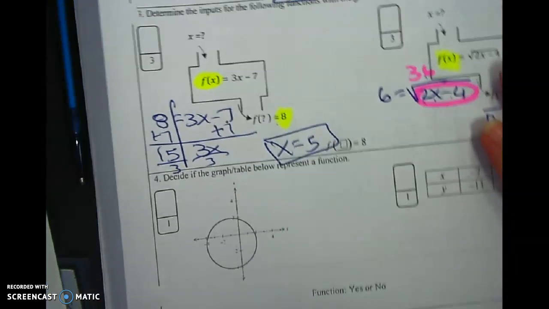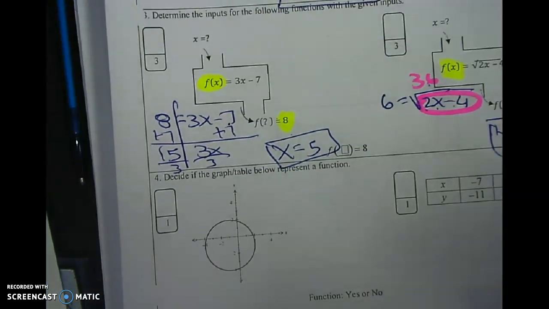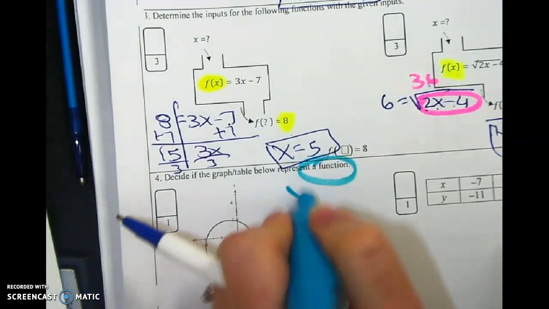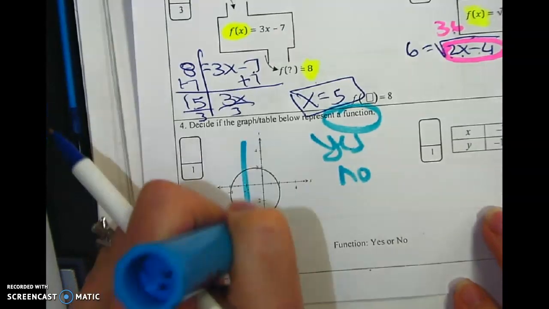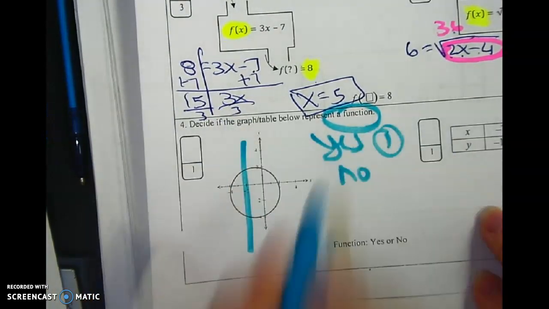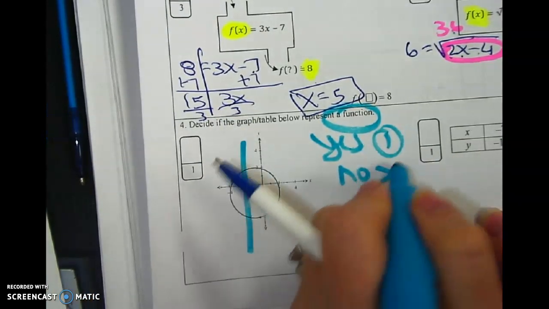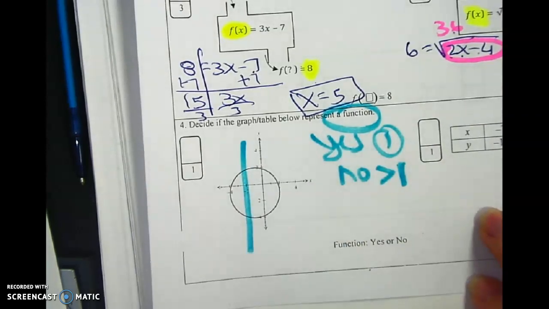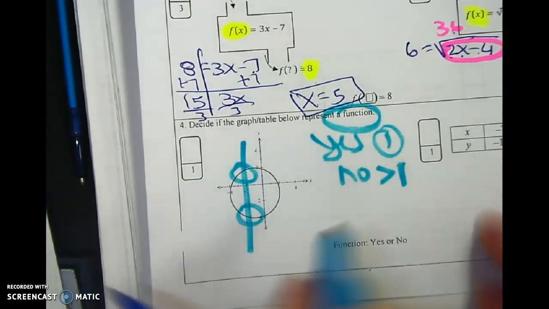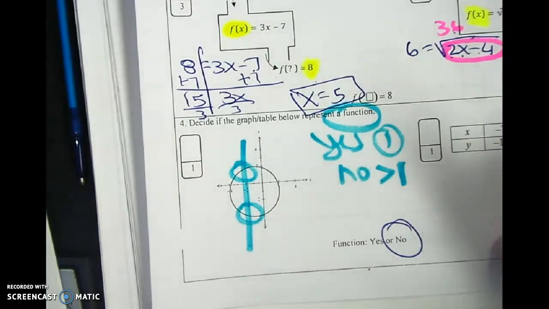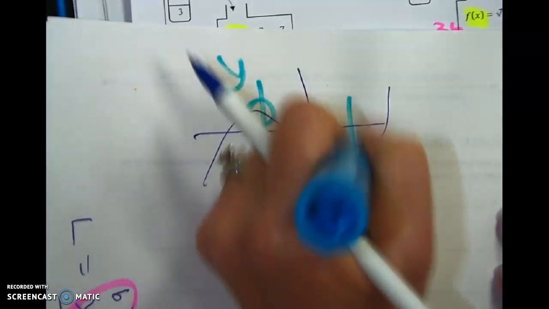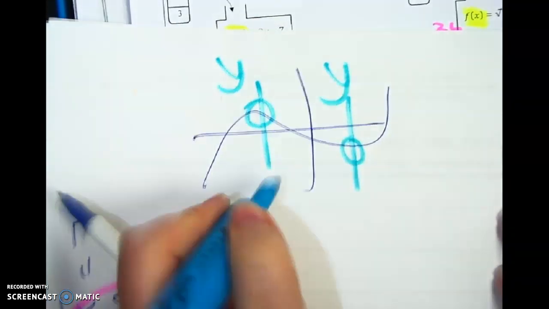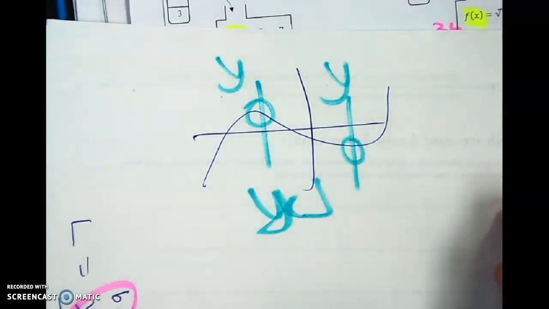They want to know if it is a function. So if it's a function, the answer is either yes it is, or no it's not. When you draw a vertical line, it's a yes if it only touches one time, and if it touches more than one time, it's a no. So look, 1, 2, it's a no. If I had something like this, touches one time, yes. Touches one time, yes. So this is a function.